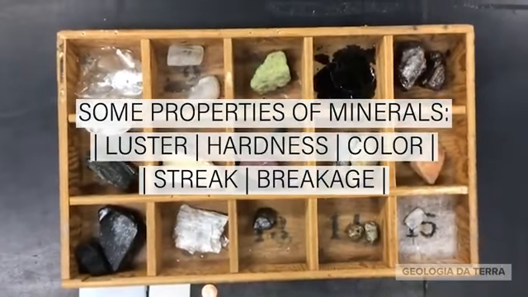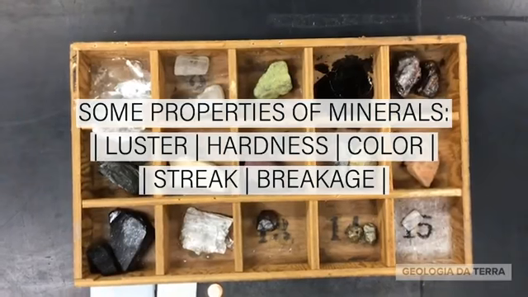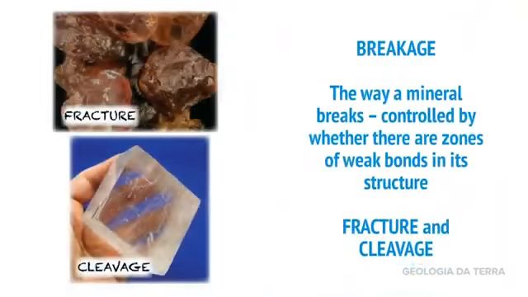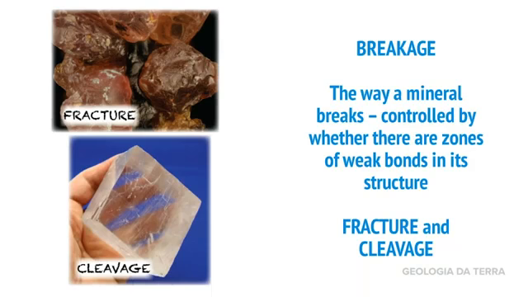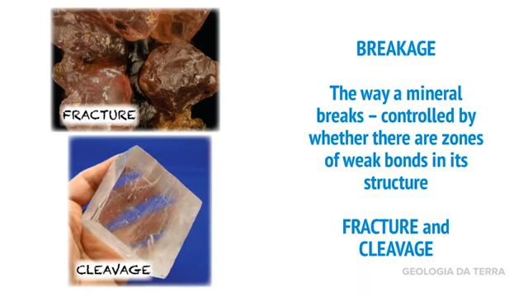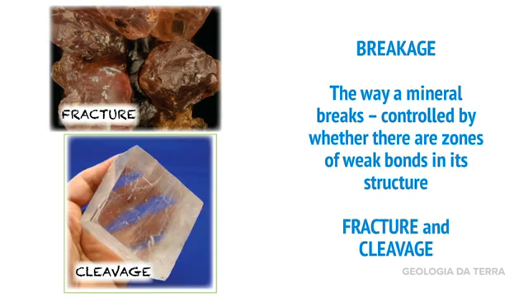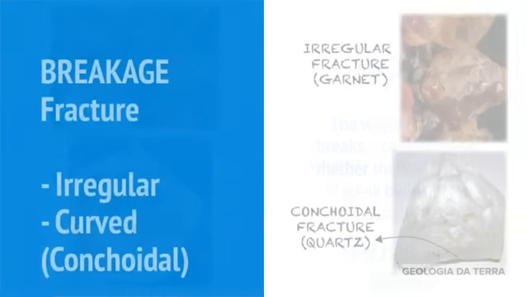The next property that helps in mineral identification is breakage. Breakage refers to the resulting shape of a mineral after it breaks. The way a mineral breaks is controlled by whether there are zones of weak bonds in its structure or not. If there are no zones of particularly weak bonds, the minerals fracture. If there are one or more weak zones or surfaces, then cleavage occurs.